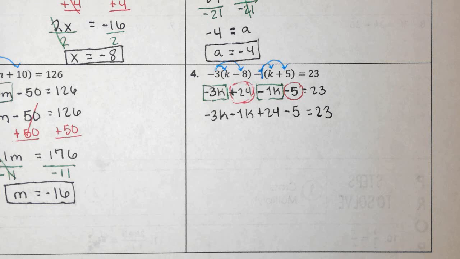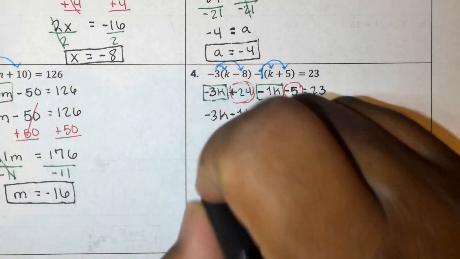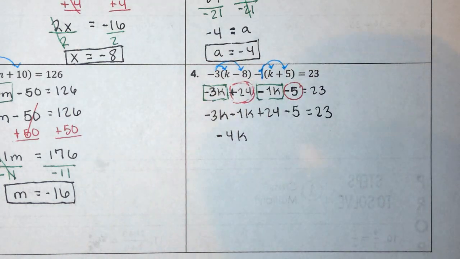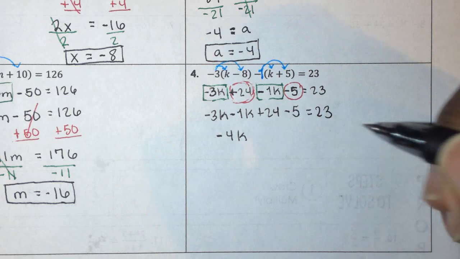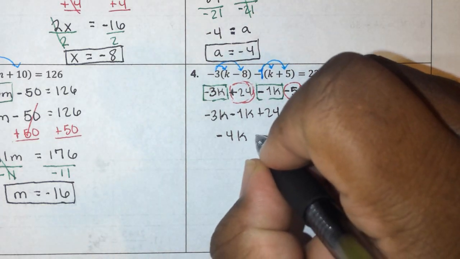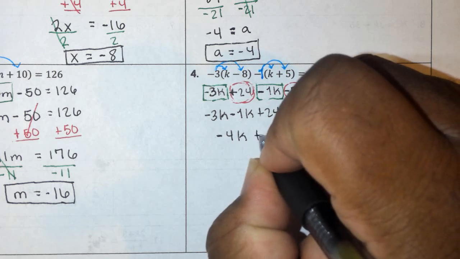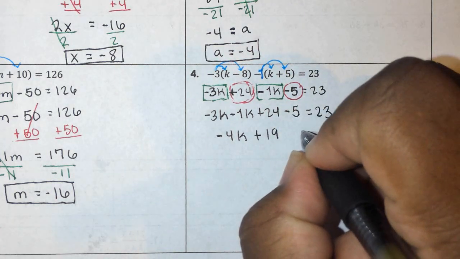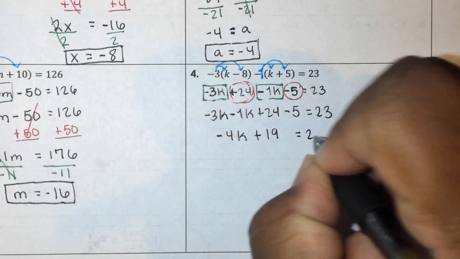In front, I got negative 3k minus 1k. That's going to give me negative 4k. And then positive 24 plus 5, minus 5, excuse me. It's going to give me a positive 19. And all that equals 23.